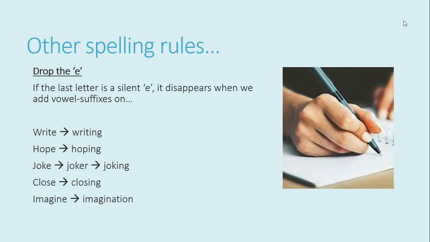For example, write. If I want to say I am writing, I need to lose that E. It's a silent E. You can't hear me say it when I say the word write. So when we add the suffix ing, we get rid of the E before we add it.